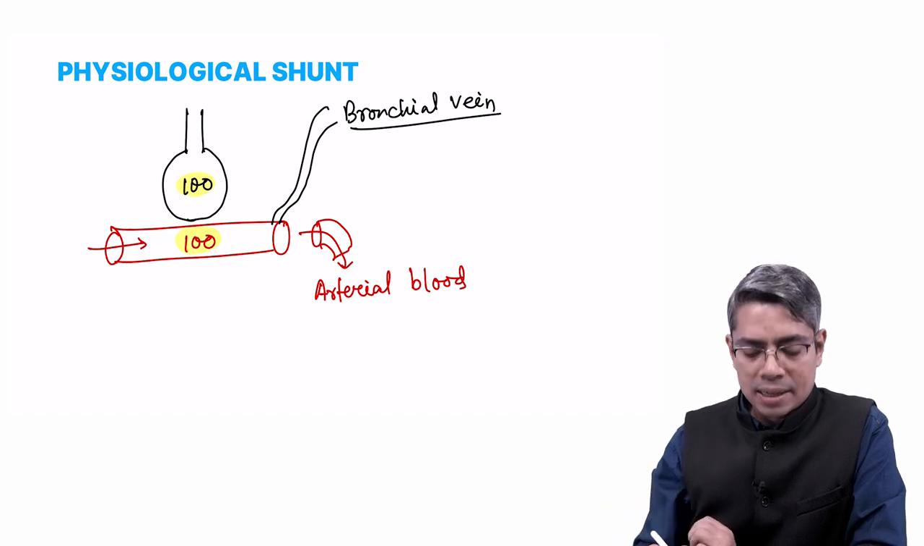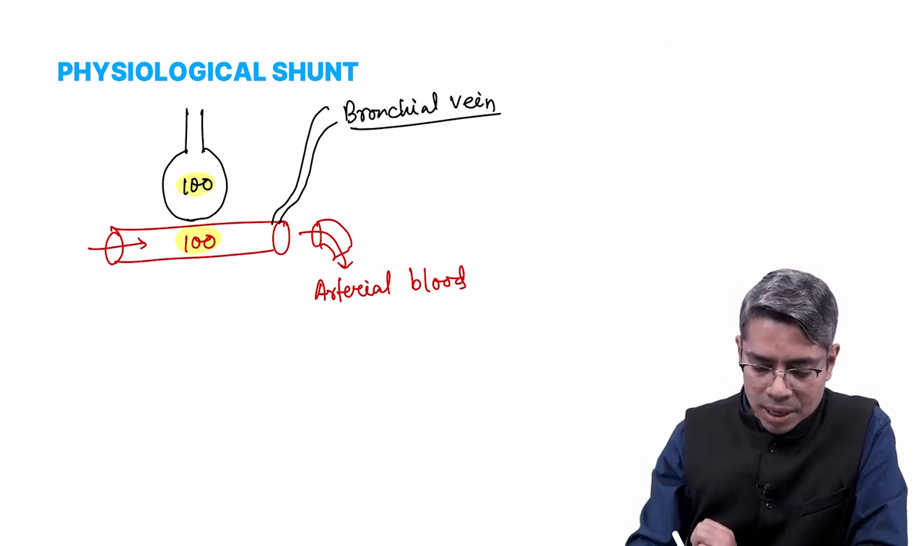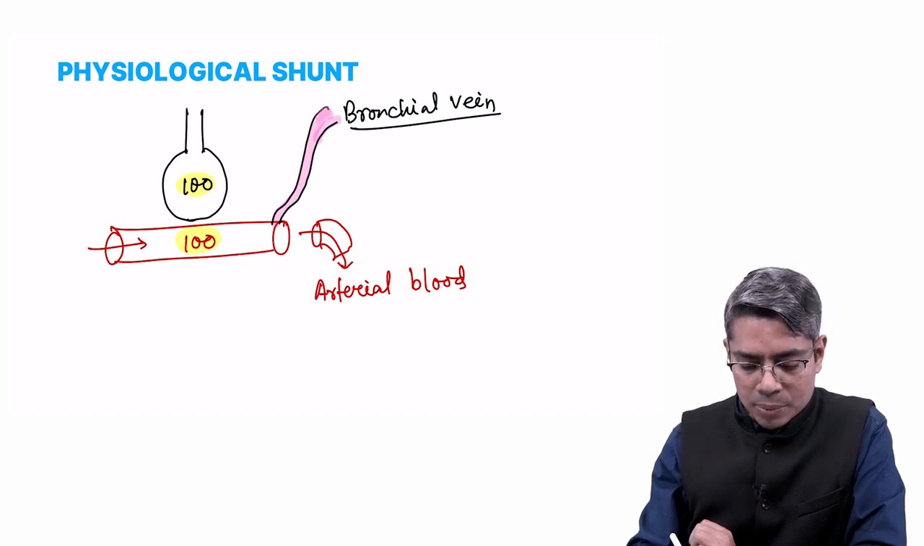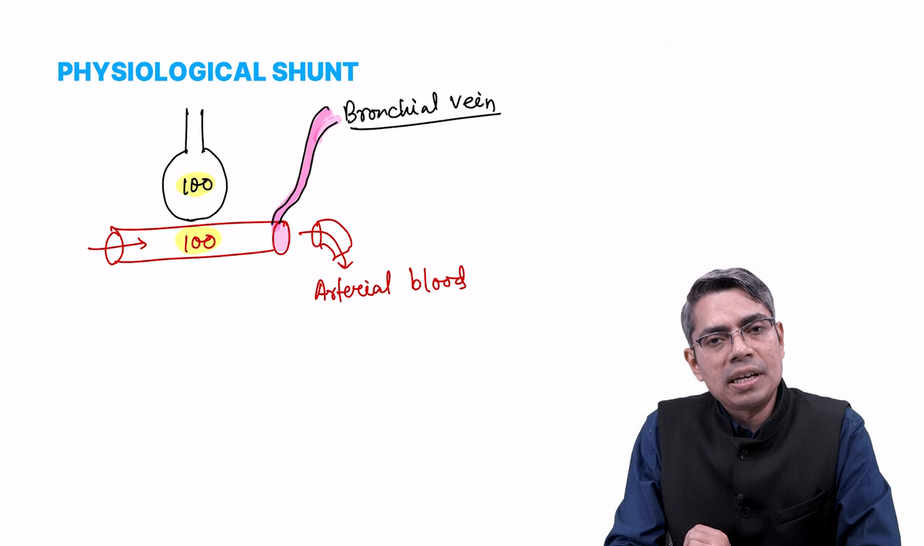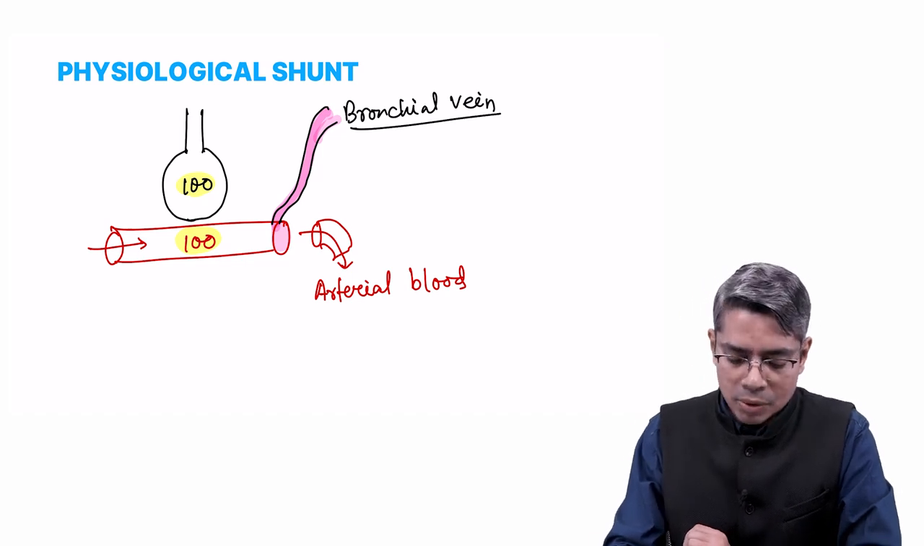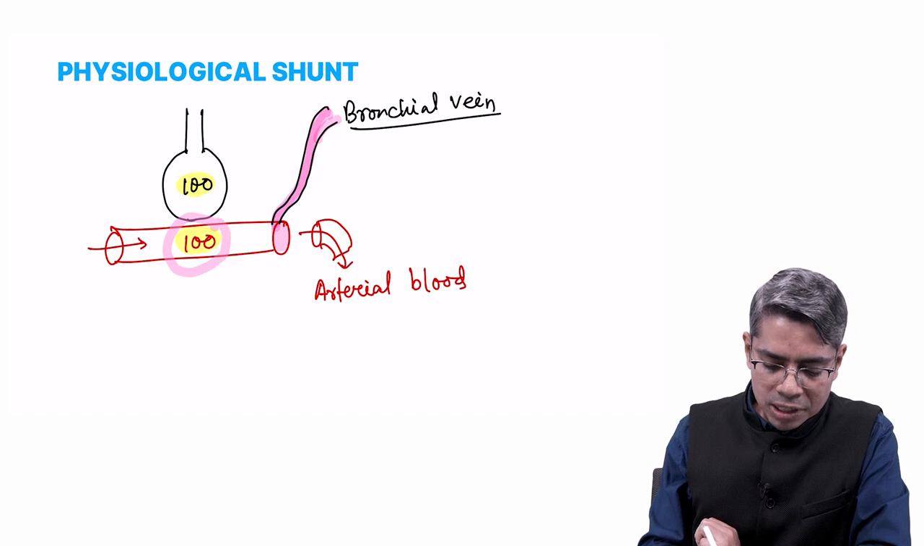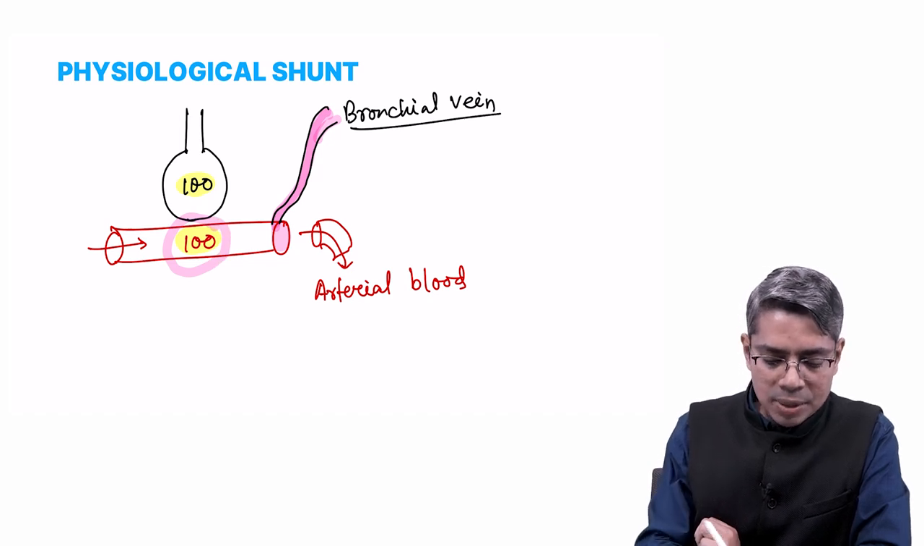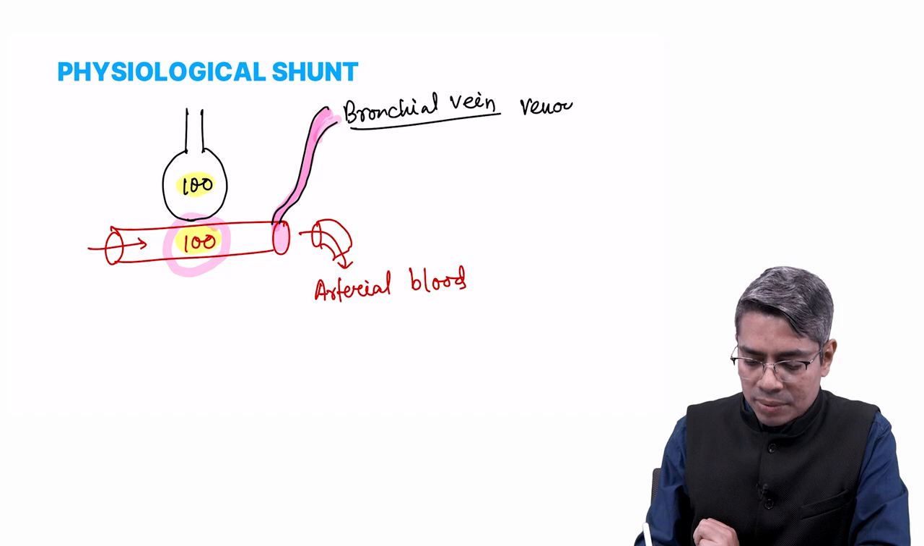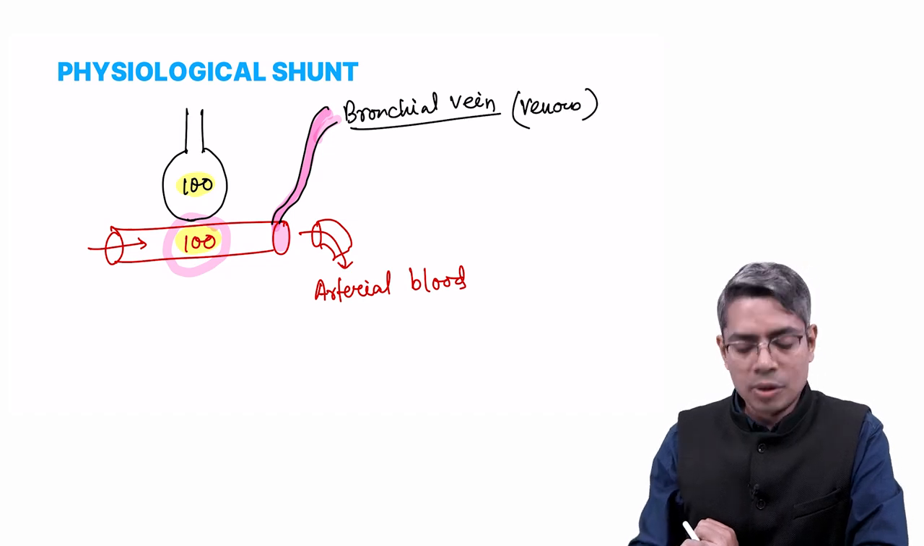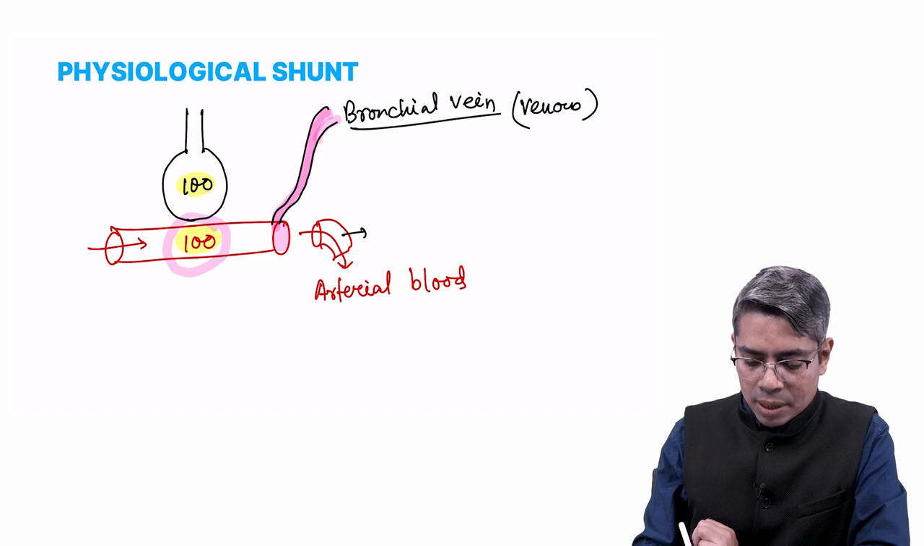But after that, some deoxygenated blood is reaching from this bronchial vein, and this bronchial vein is draining this deoxygenated blood at the end of the pulmonary capillary. So, what will happen? Whenever there is a mixture of this pure oxygenated blood with the venous blood which is coming through this bronchial vein, what will happen? The partial pressure of oxygen will decrease.